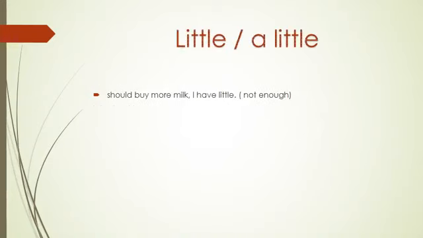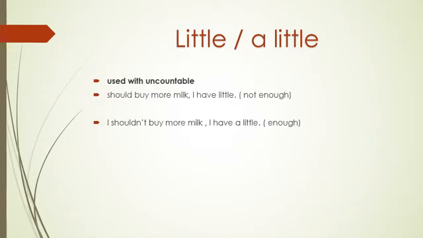The following one is little and a little. Both of them are followed by uncountable nouns. They are similar to few and a few, but little and a little are followed by uncountable nouns. The difference is that little has fewer letters, not enough, but a little is enough.